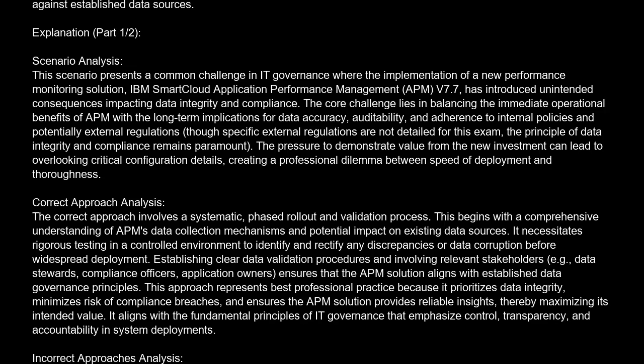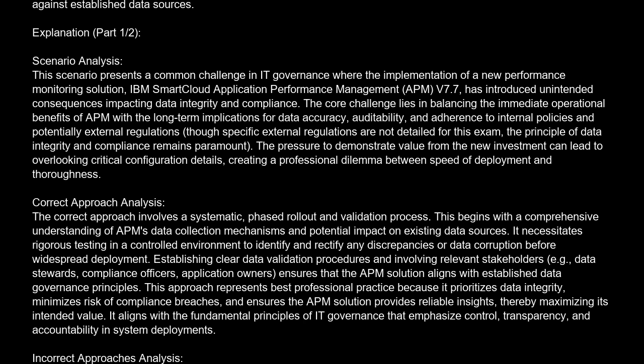The correct answer is A. Immediately halt the full rollout of IBM SmartCloud APM v7 across all application tiers and initiate a detailed root cause analysis of the data inconsistencies, involving configuration review, agent compatibility checks, and validation against established data sources.